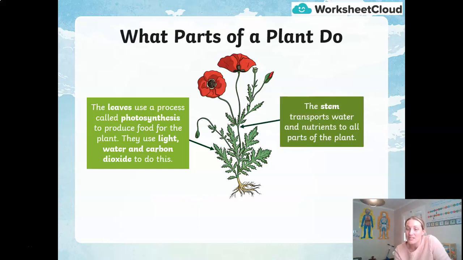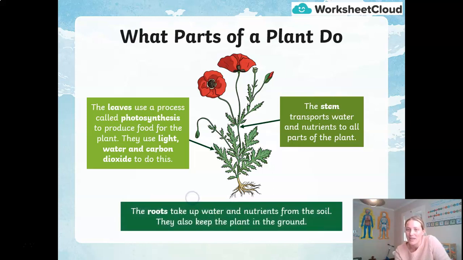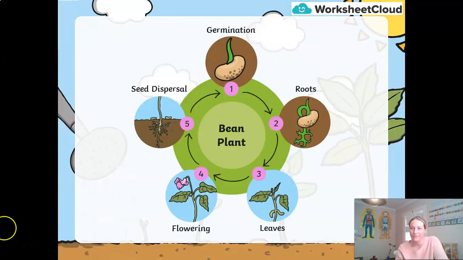The stem's very important because it transports water and nutrients to the plant from the plant's roots. And the roots take up water and nutrients from the soil. They also keep the plant anchored to the ground. If there's a strong gust of wind or something that washes over the plant, the root holds it in place, just like an anchor would on a boat. Now, I've left out one important label, and that is for the flower. So, well done if you remembered all that information from grade 4.